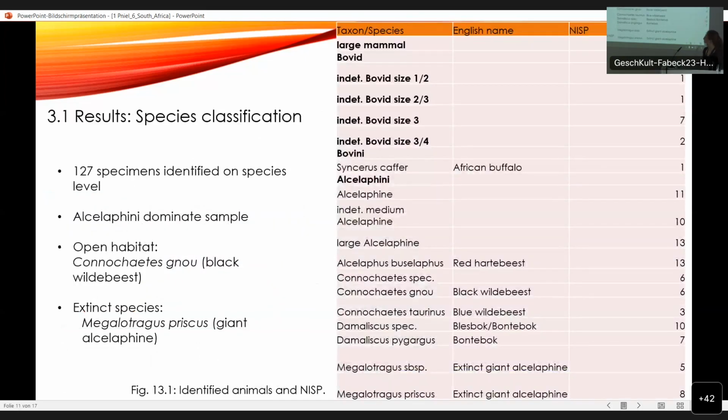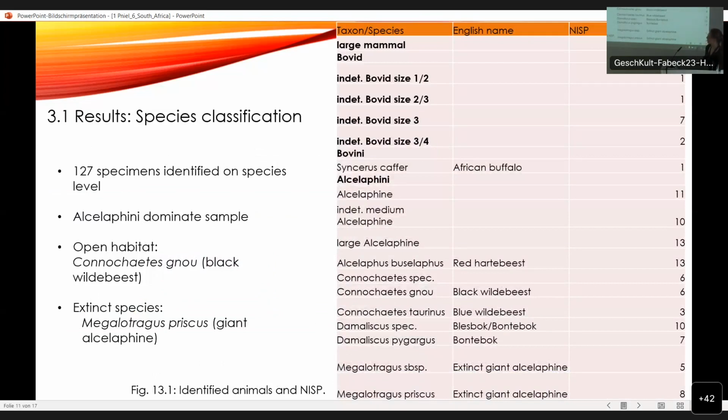Now to the results of our species classification. We had 172 specimens that we could identify at species level, and some more we could identify at genus level. As you can see, there are really many taxa. This is only the first part of the chart because it was so large.